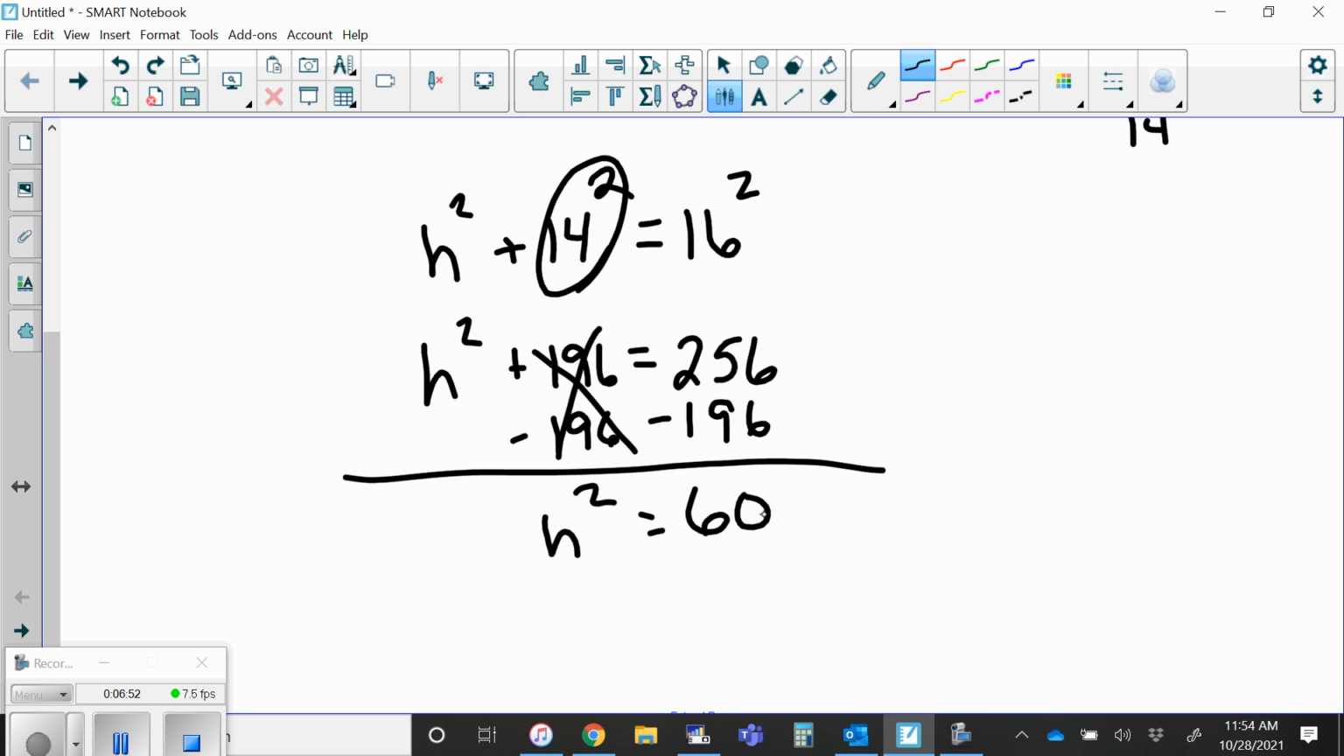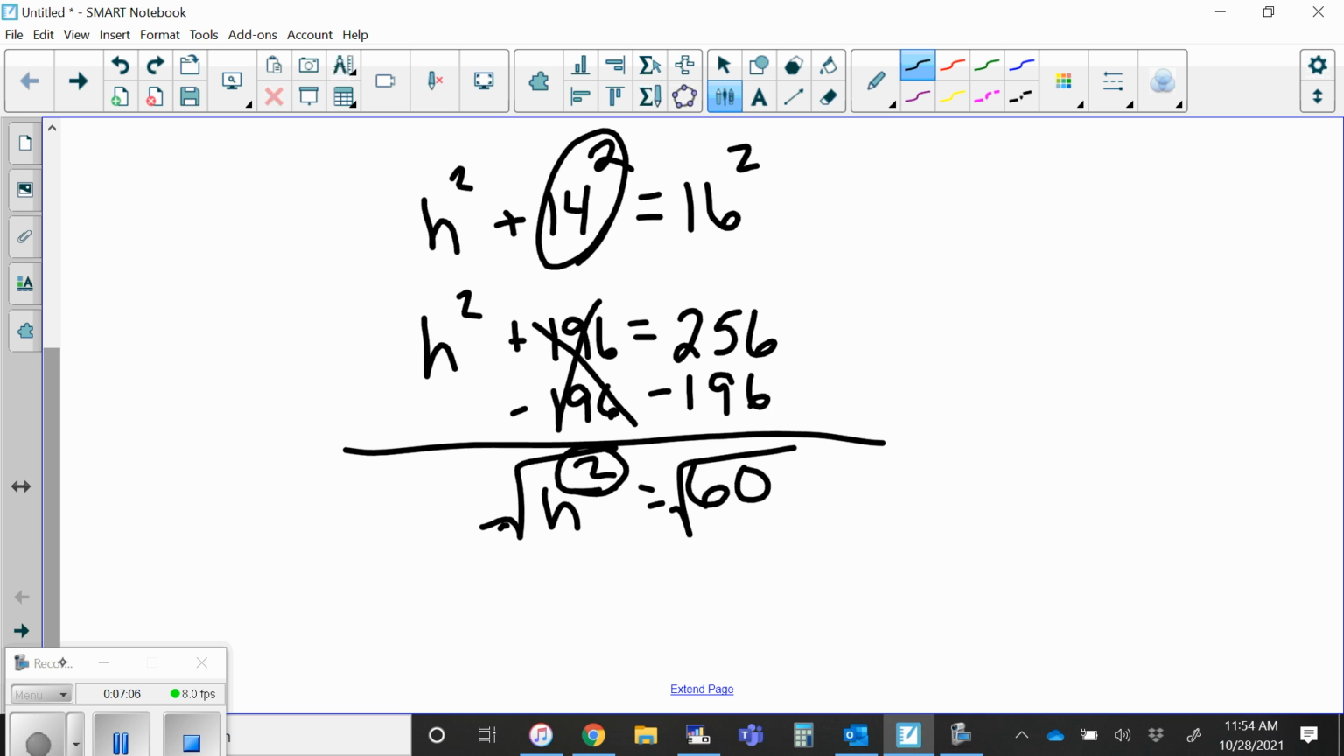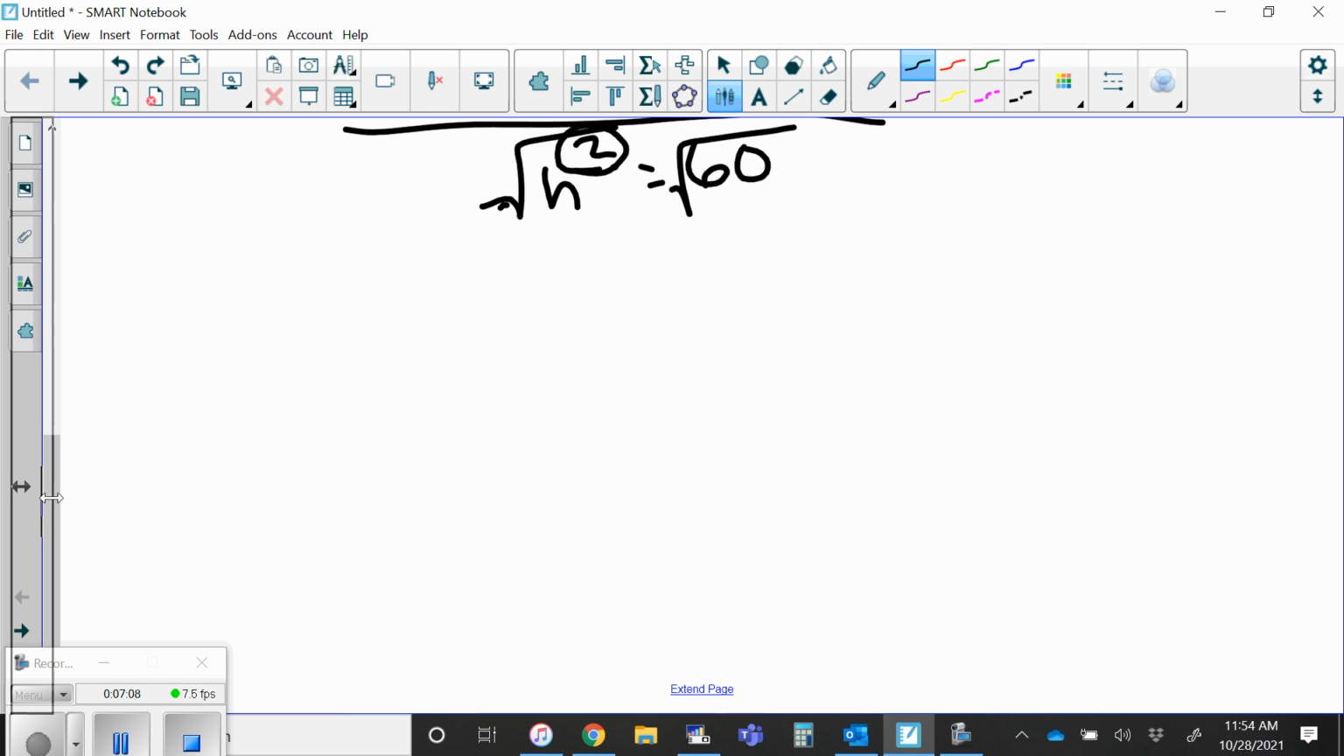What is the opposite of squaring something? And then we get, technically, when you put the square root sign in there, and I want you to practice this for algebra 2's sake, when you put the square root sign in there, you actually have to put plus or minus here.